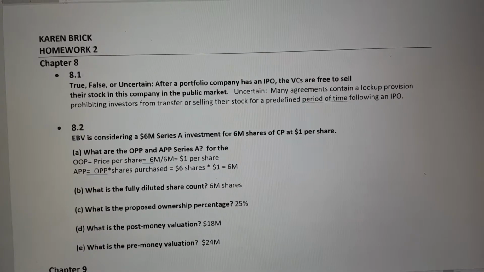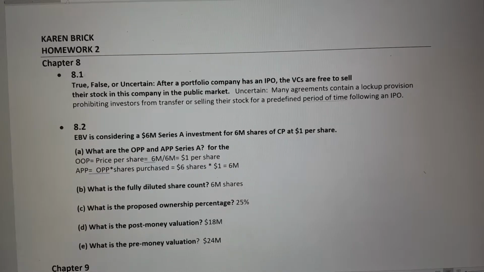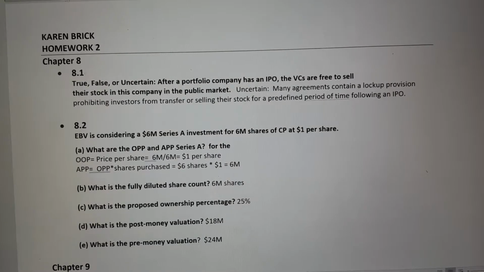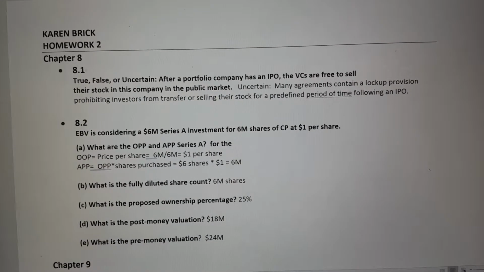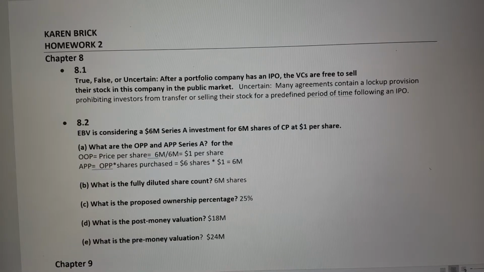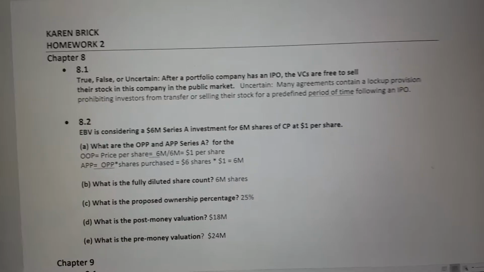A: OPP is equal to $1 per share. APP is equal to 6 million. B is 6 million shares. C, 25%. D, post-money valuation is 18 million. And E, pre-money valuation is equal to 24 million.